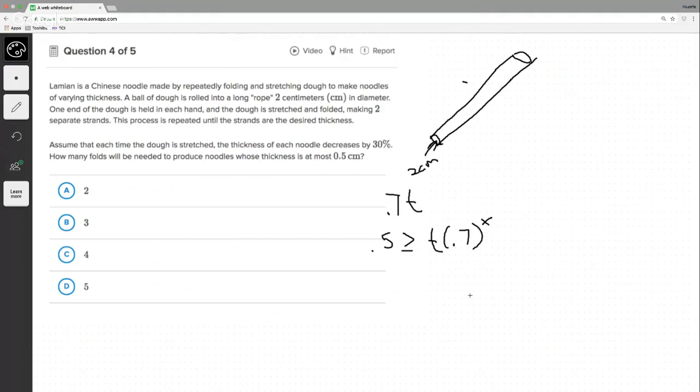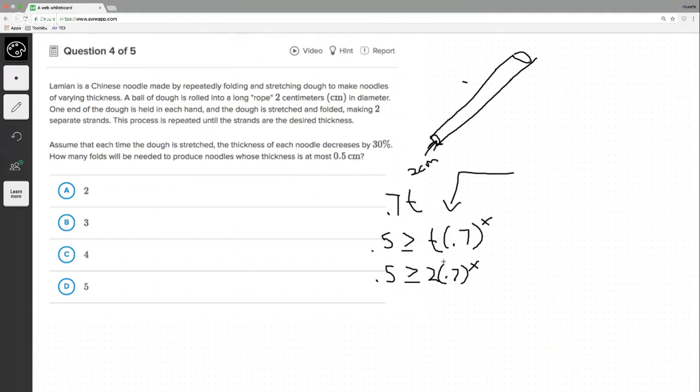So what we've got to do now, our initial thickness is 2. So it's 2 times 0.7 to the x, less than or equal to 0.5. Again, this is where our exponent makes sense, because when they say every time it decreases by 0.7, that's where we use the amount of change to a variable.